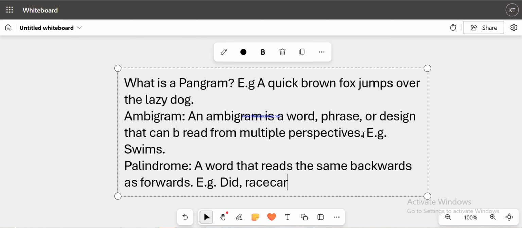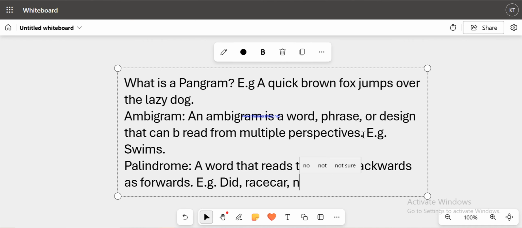We have another race car. If you read this word from the front, you have the same thing. If you read it from the back, you have the same thing. RACECAR, race car. It could also be a word, a sentence, or a phrase.